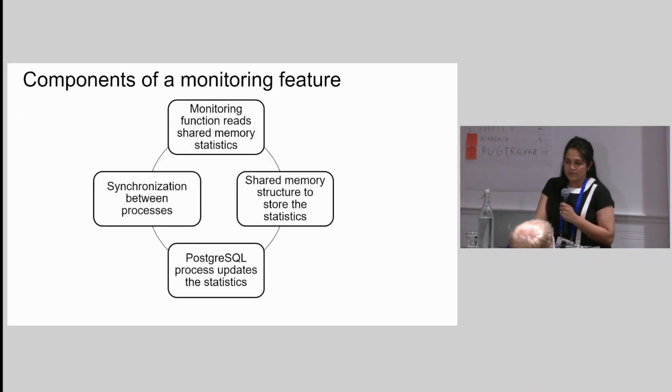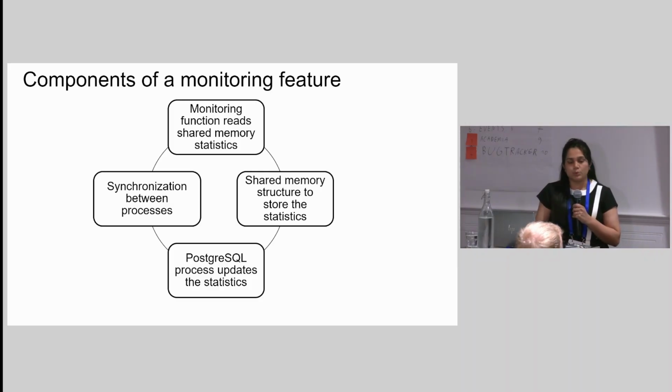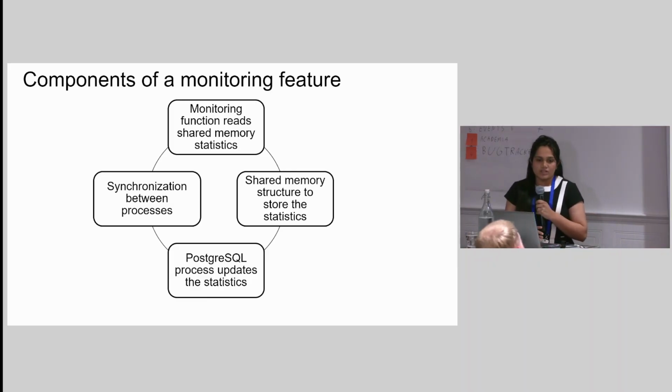So let's look at basics of the design of a monitoring feature. So first thing I would say you need is a monitoring function that would read statistics from shared memory. This is usually defined in Postgres as a SQL interface function, and which has an underlying C implementation. These functions are also then used in views so that they can provide a better output to the user.